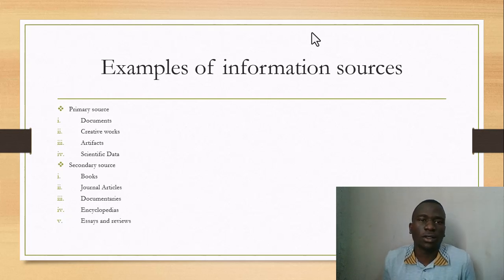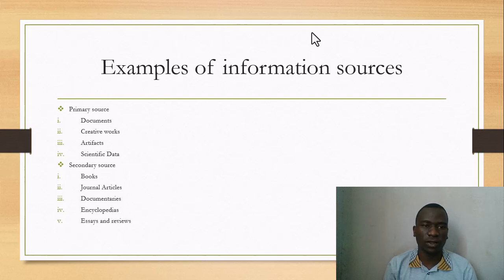And then we have examples of information sources. Under examples, we are still continuing with the primary source and secondary source. Under the primary source, we have documents. A document is raw data. It has not yet been filtered, analyzed or summarized. Then creative works. This depends on something in the mind, so it has not yet been analyzed. Then artifacts, then scientific data, still the same.